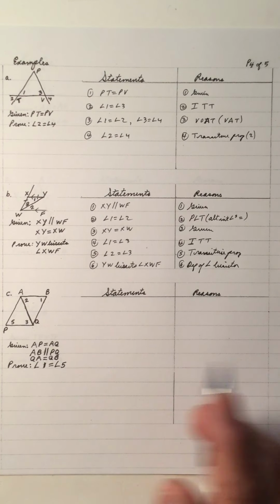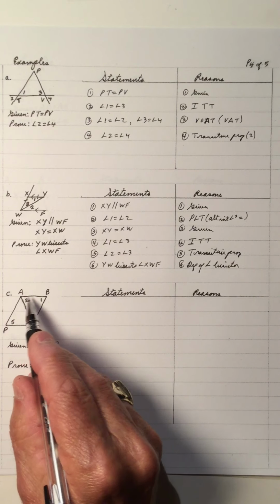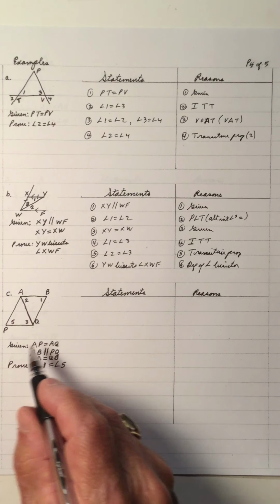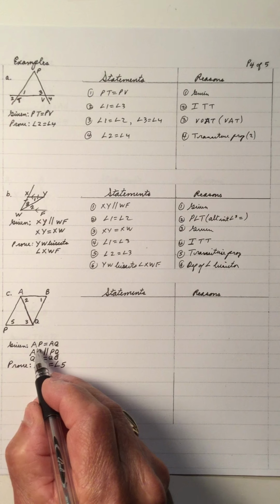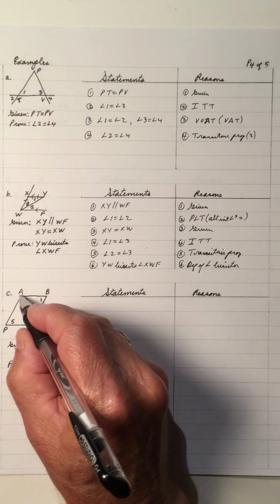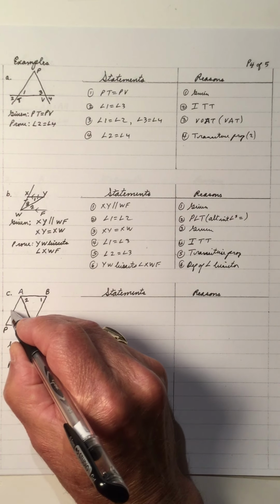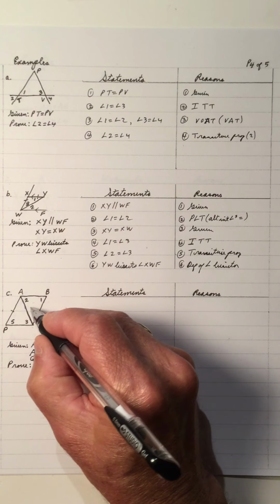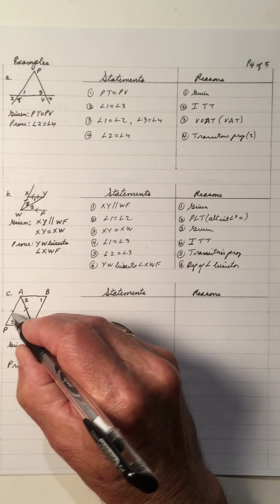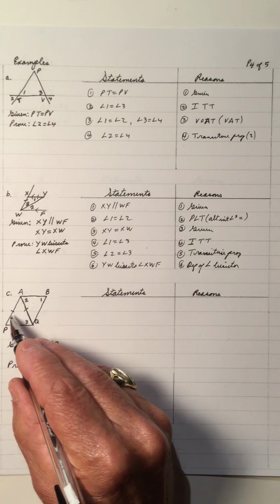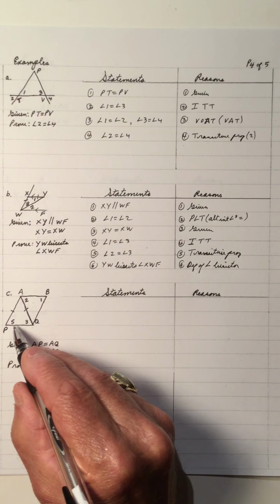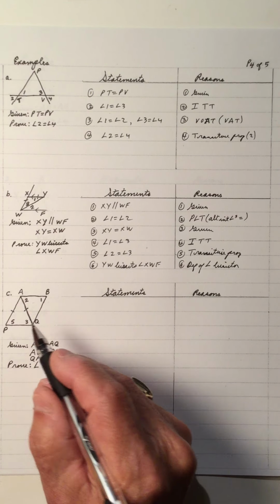Okay. So we have a diagram, as you can see, with numbers in it. So let's look at the givens. AP equals AQ. Mark them with a stroke. So I can see these two sides equal. That means I have angle 3 is equal to angle 5.